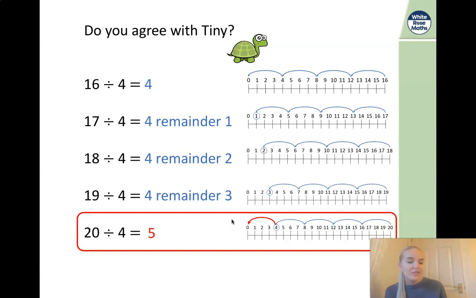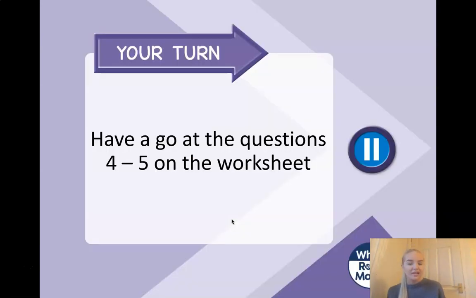Okay, because our remainder can only be less than what we are dividing by. So if we're dividing by 3, we couldn't have a remainder of 3 because we could make another group with that 3. So our remainder always has to be less than what we are dividing by. I would like you to have a go at questions 4 and 5 on the worksheet. Pause the video here now, please.